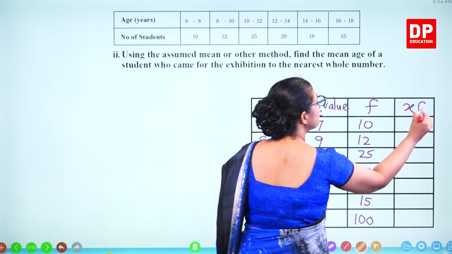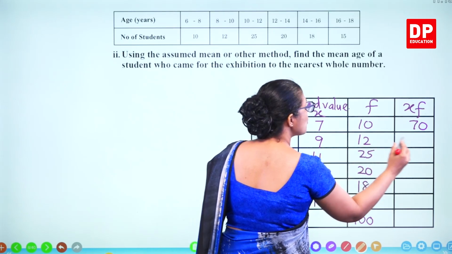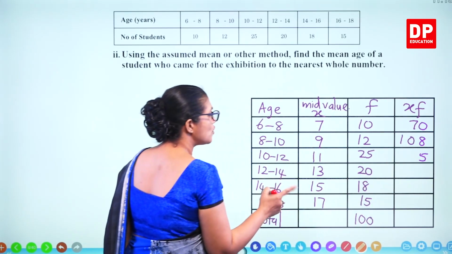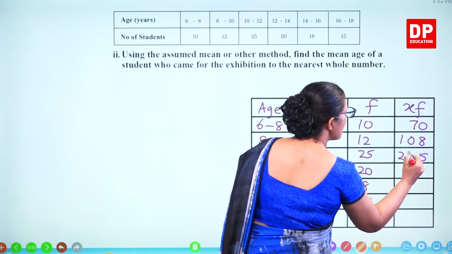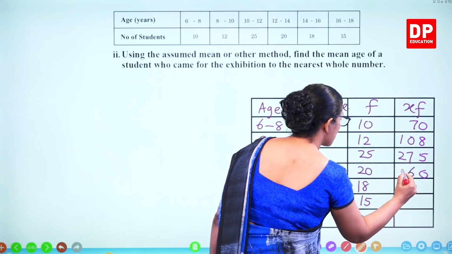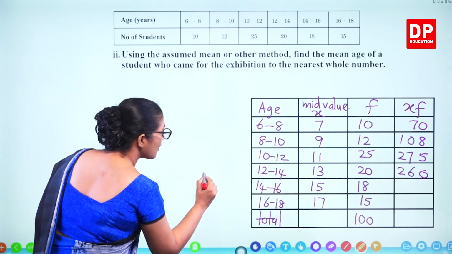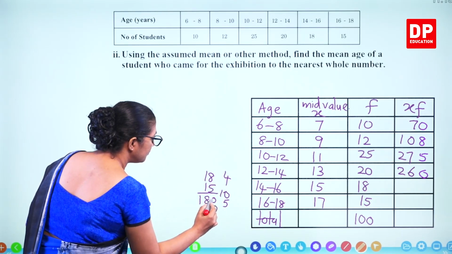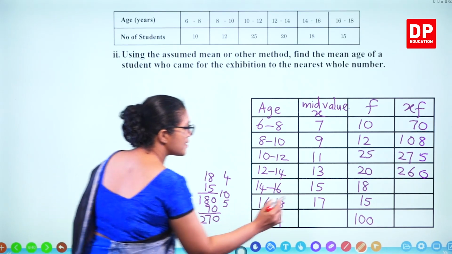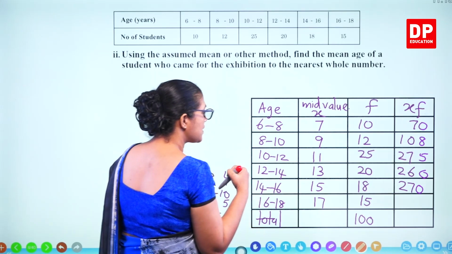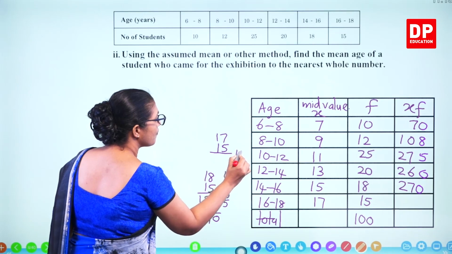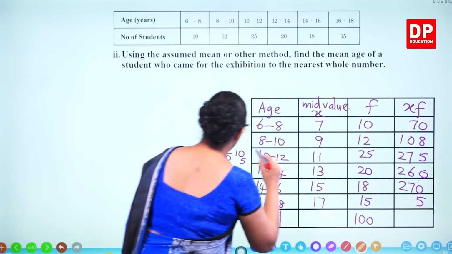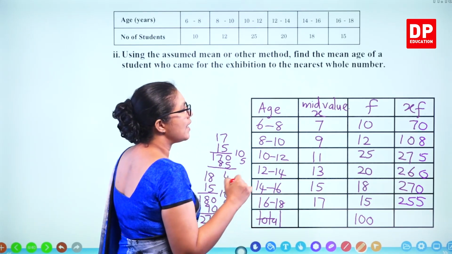So you are getting 100. Now we'll multiply x and f. 7 times 10, 70. 9 times 12, 108. 11 times 25, 275. 13 times 20, 260. Multiply by 18, 18 multiplied by 15, 270. This one 15 times 17, 255. Now we can find out the sum.